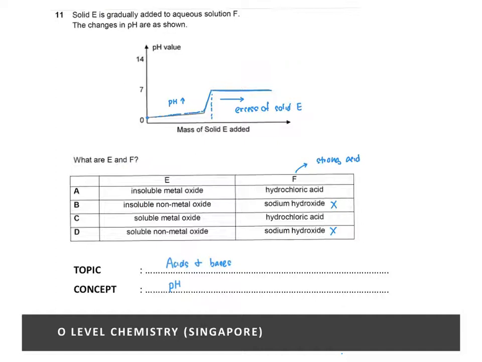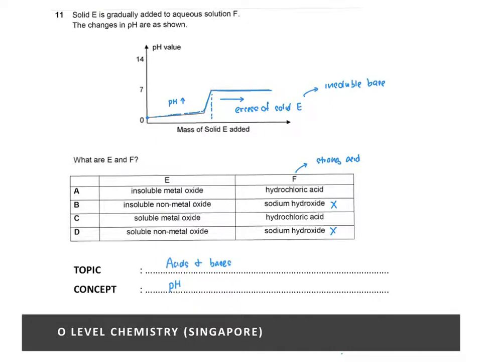So when the pH remains at 7, it tells you something: that solid E is an insoluble base. Why is that so? Because if the base is soluble in water, it will produce hydroxide ions, and these hydroxide ions will cause the pH to rise above 7.